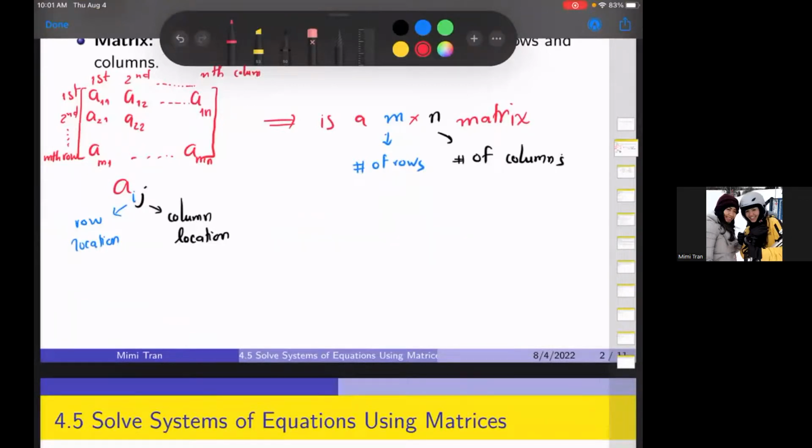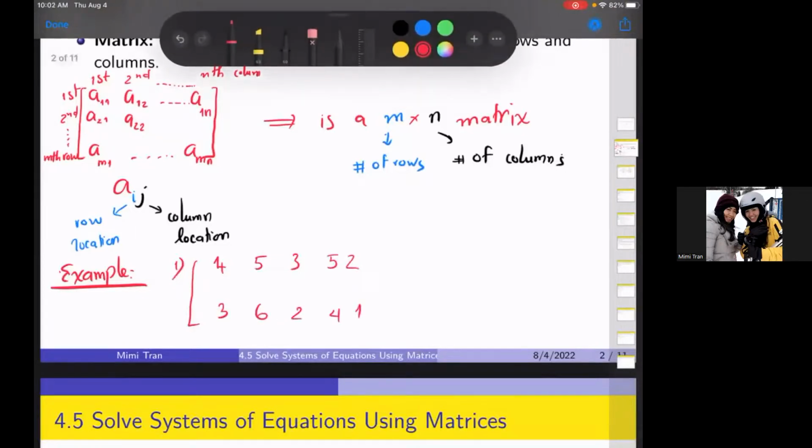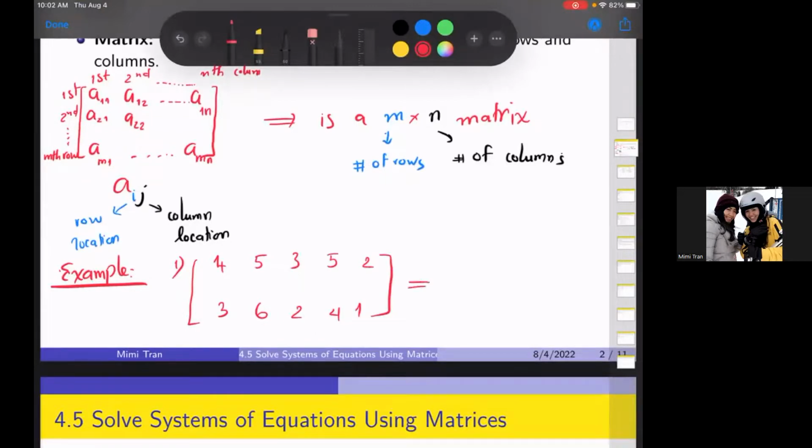All right, example. Number 1, 4, 5, 3, 5, 2, 3, 6, 2, 4, 1. Oh, maybe I should have put the 5 and the 2 a little farther apart. Okay, tell me what the dimension of this is. So how many rows, how many columns? 2 by 1, 2, 3, 4, 5, right? 2 by 5.